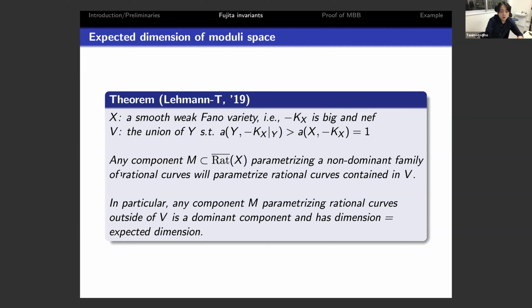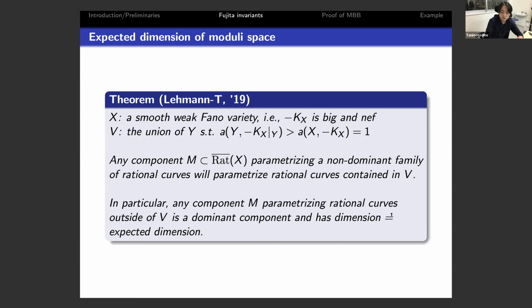Then one can prove the following. Any component M parameterizing a non-dominant family of rational curves will parameterize rational curves contained in B. In other words, any component M parameterizing rational curves outside of B is a dominant component. So once a component parameterizes rational curves outside of B, then the evaluation map must be dominant. So that means that its general member is free.